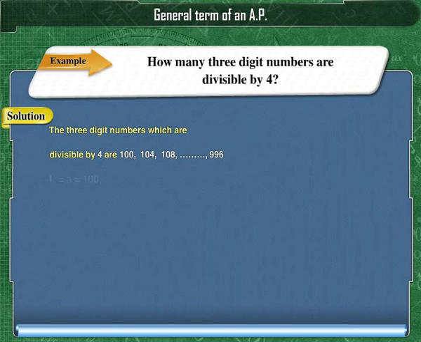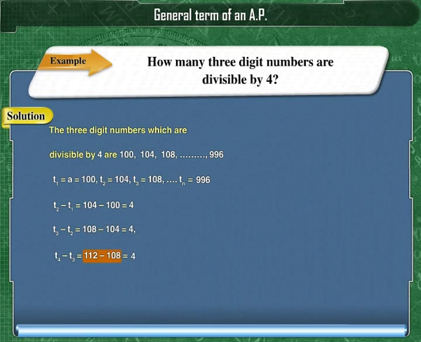Here the first term T1 is A is equal to 100. T2 is 104. T3 is 108 and so on till Tn is 996. We have to first check whether the given sequence is an AP. Here, T2 minus T1 is 4, T3 minus T2 is 4, and so on. The difference between any two consecutive terms is the same. Therefore, the given sequence is an AP.